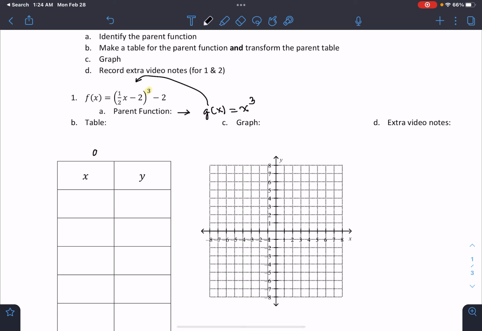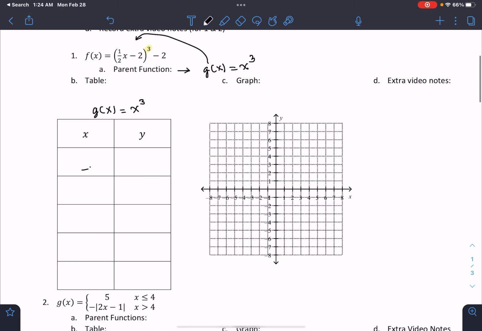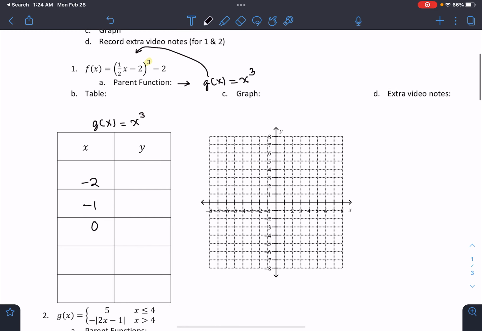So I want you to know that right now, we're making a table for the parent function, which is x cubed. I like to pick some negative and positive numbers if possible. So I'm going to pick -2, -1, 0, 1, 2. And when I substitute -2 into my parent function, that's -2 cubed, which means -2 times -2 times -2, which is -8. I'm not going to do that for the rest.